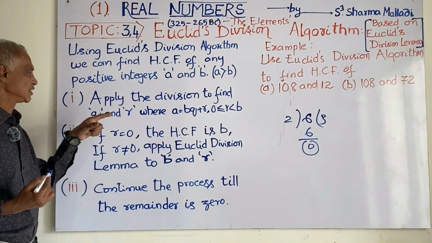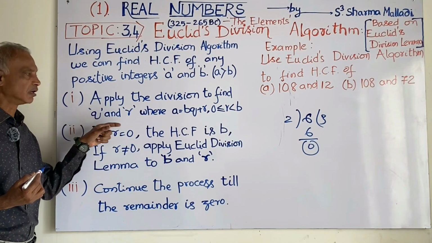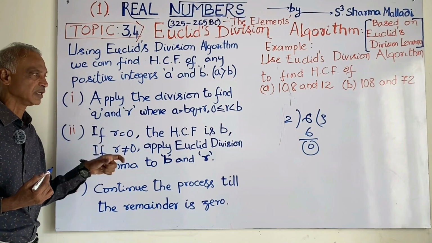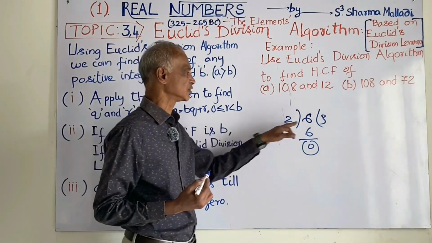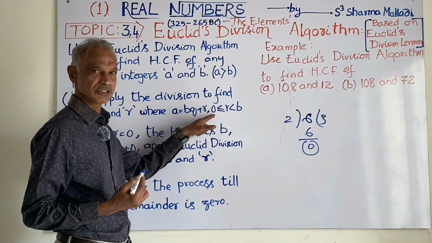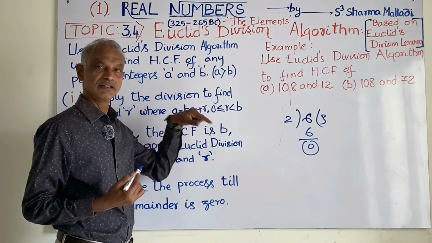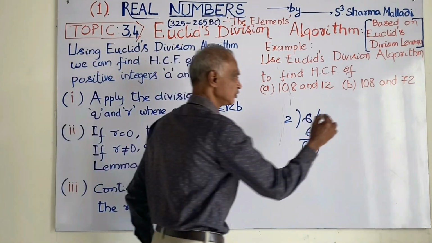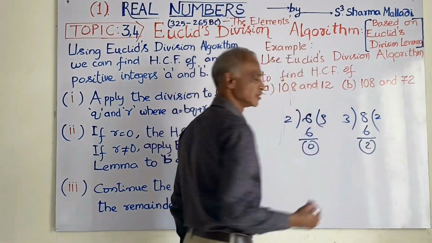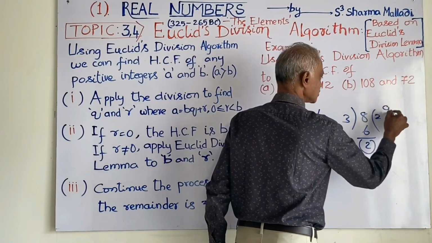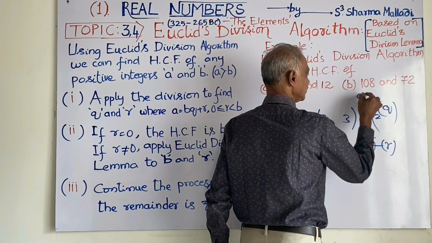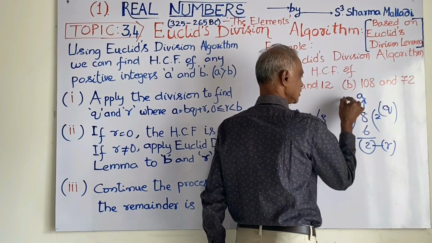Apply the division to find Q and R where A is equal to BQ plus R, with R greater than or equal to 0 and less than B. Already I told you, when you divide 6 by 2, 0 is the remainder. If the remainder is greater than 0, for example dividing 8 by 3, 3 twos are 6, you get remainder 2. Q is the quotient, R is the remainder, the dividend is A, and 3 is B.